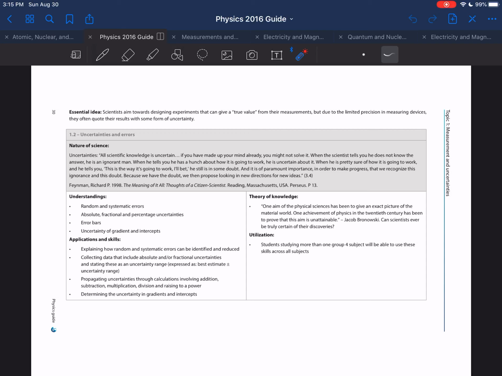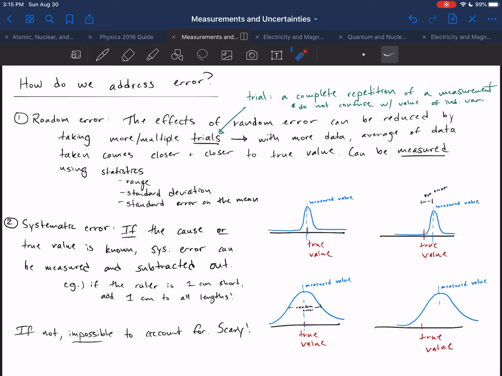Hello everyone! In this video we will continue to examine uncertainty and error, topic 1.2, and in particular random and systematic errors. Alright, so in the last video we introduced random and systematic error as well as precision and accuracy. And I've touched on a bunch of what I'm about to say in the previous videos, but it's important to really understand the relationship between these concepts. And they all come to a head when we discuss how do we address error?